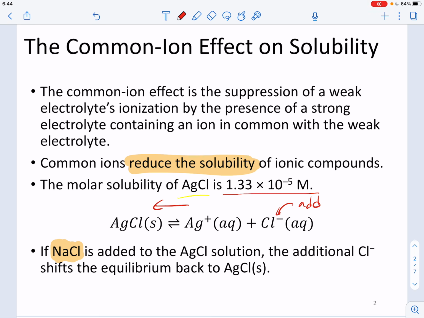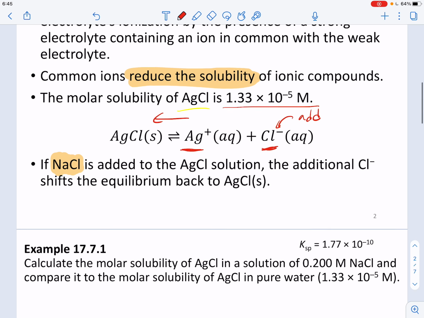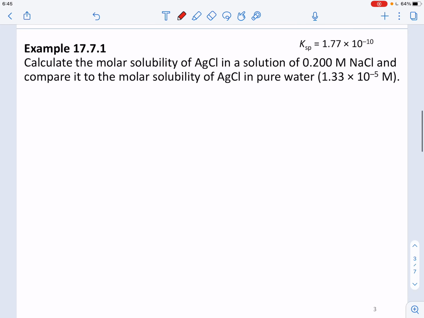If you add another salt of silver, like if you add more silver nitrate here, the same thing is going to happen. So any salt you add that contains silver or chloride will end up resulting in a decreased solubility of the silver chloride. All right. So how do we incorporate this into our calculations?